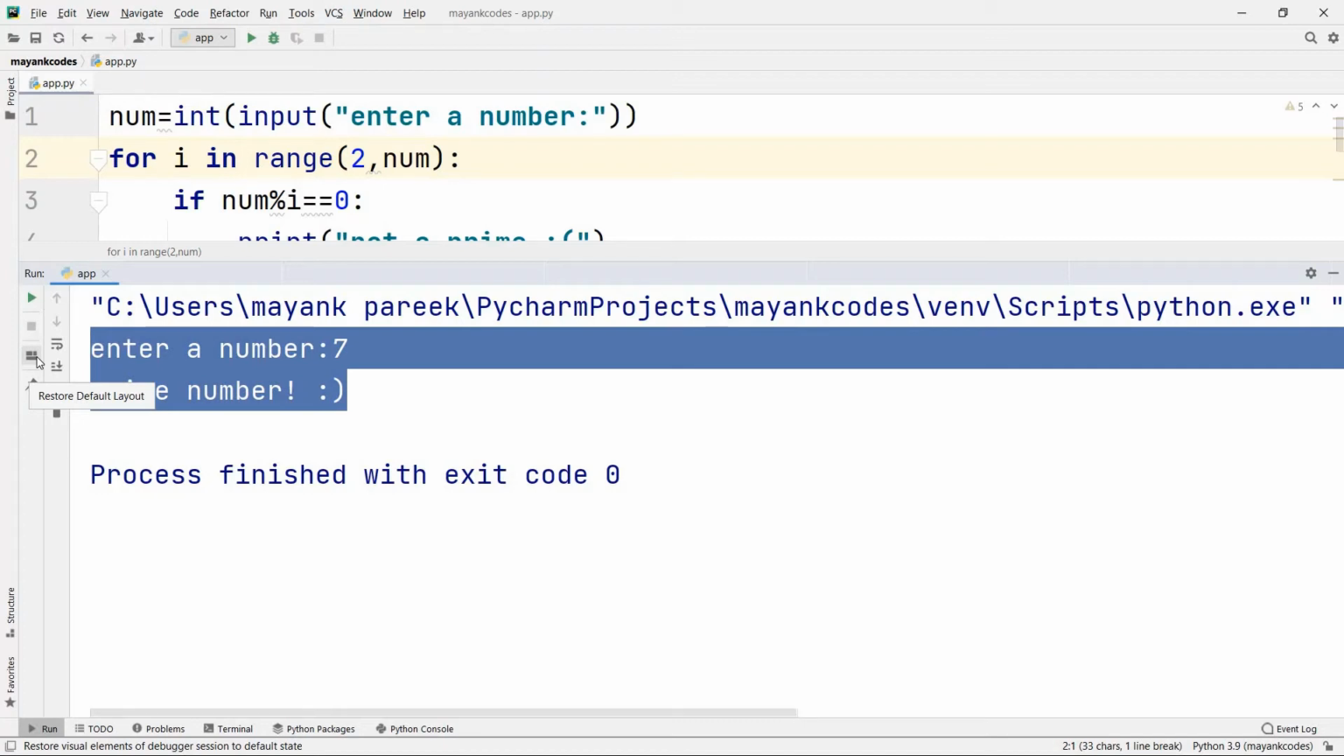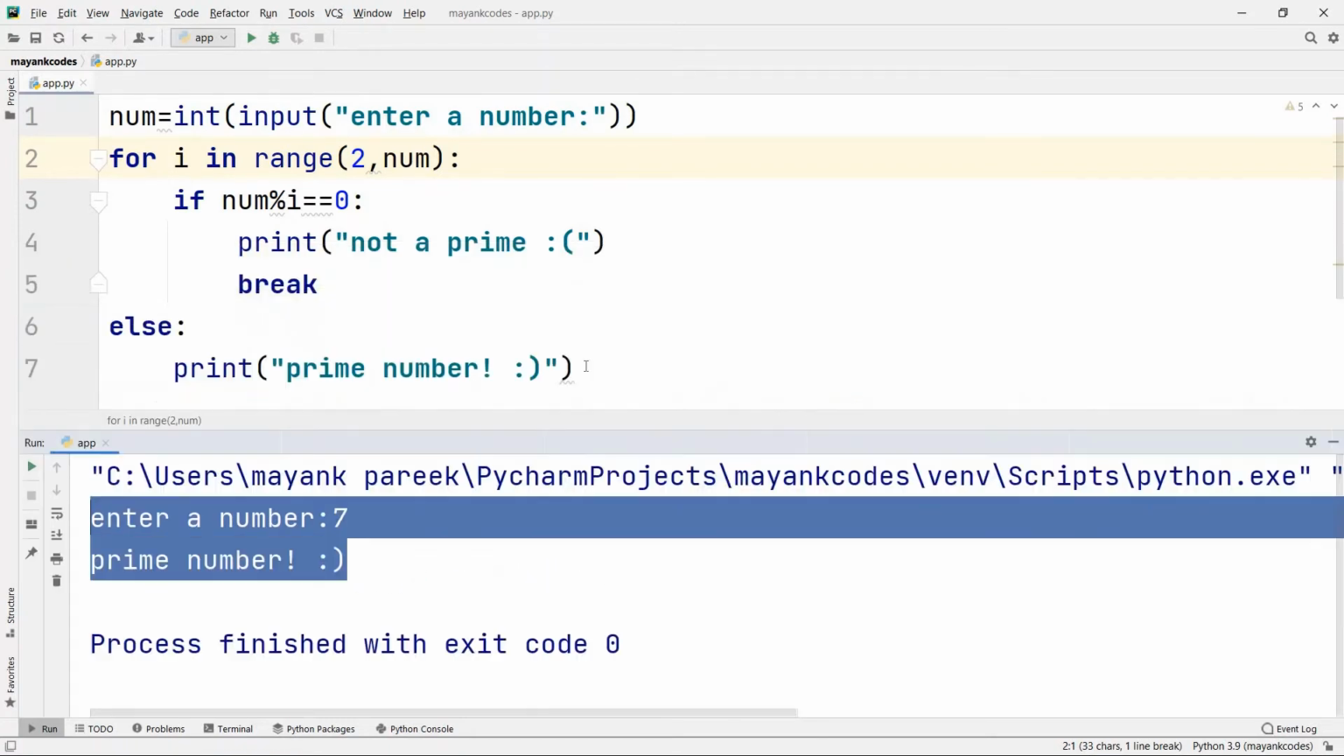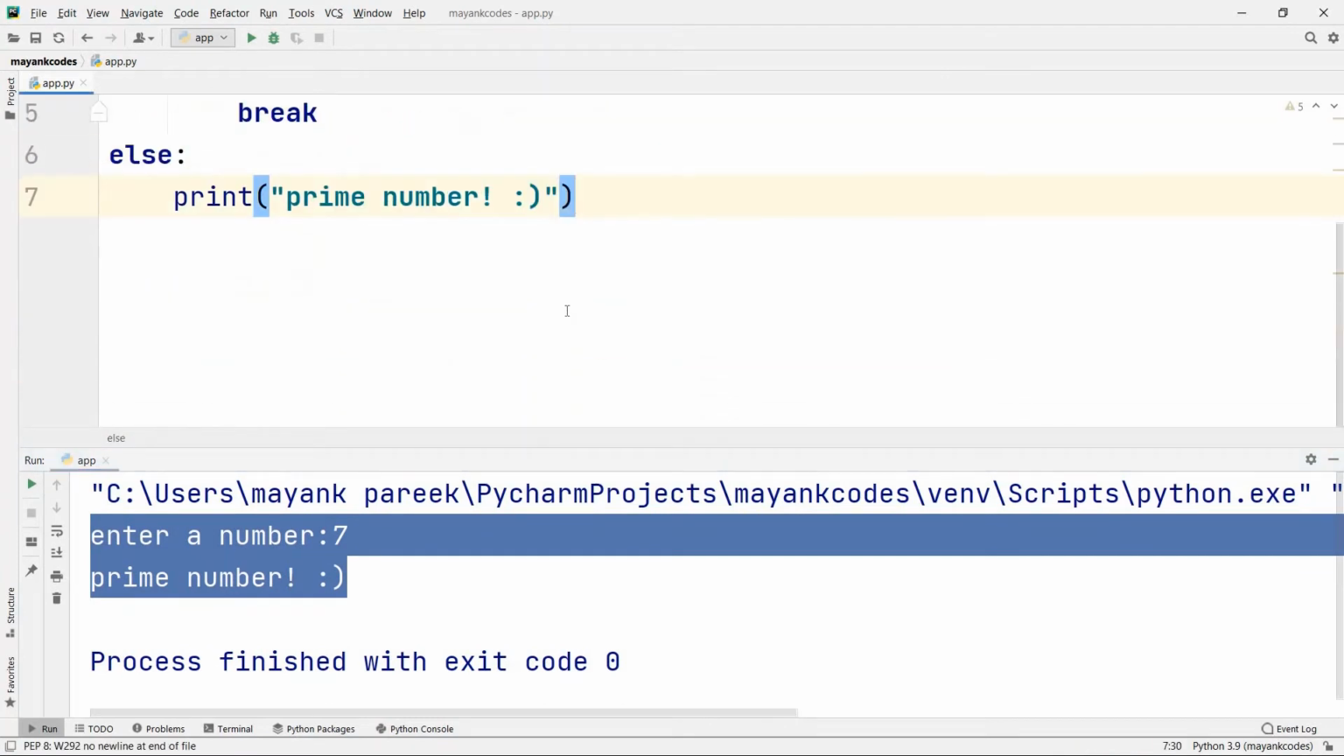But still the question is not over, because this is not the effective way to check whether a number is prime or not. Yes, you will get the answer, but there can still be another way. Let me just explain this thing over here.